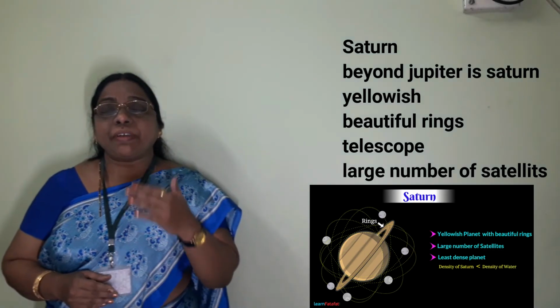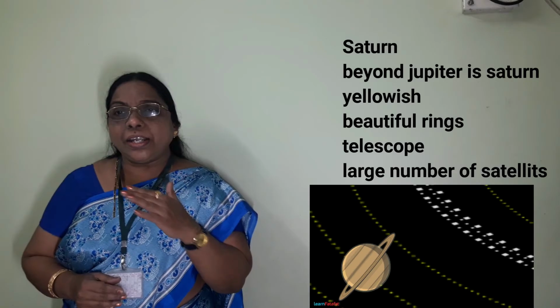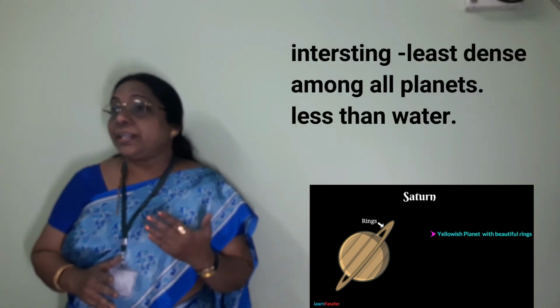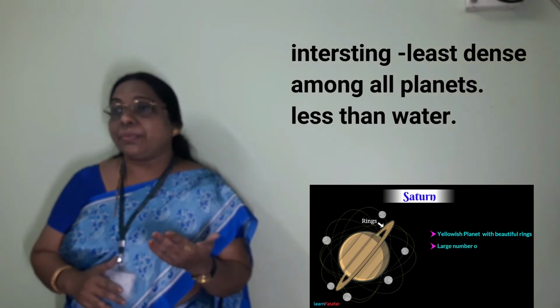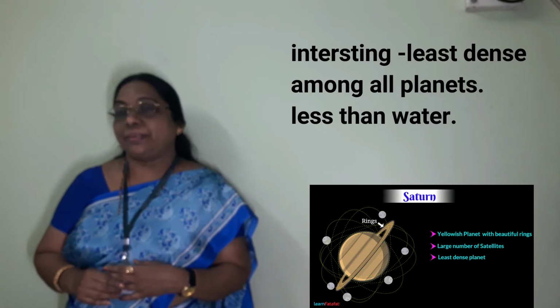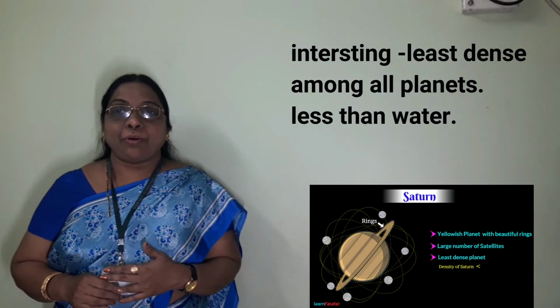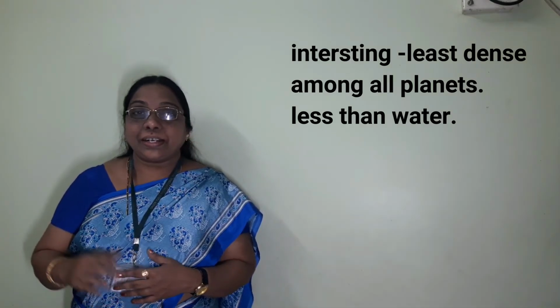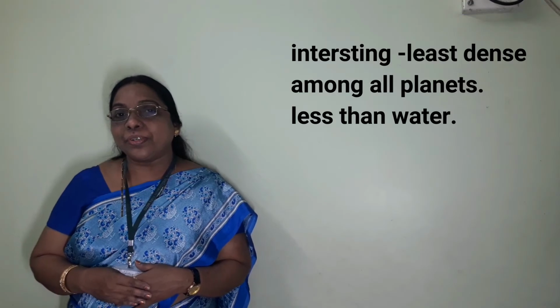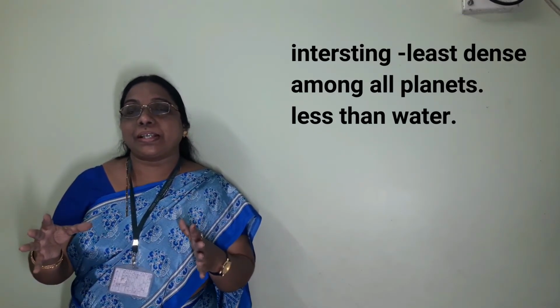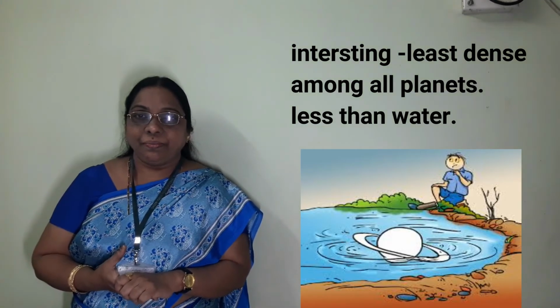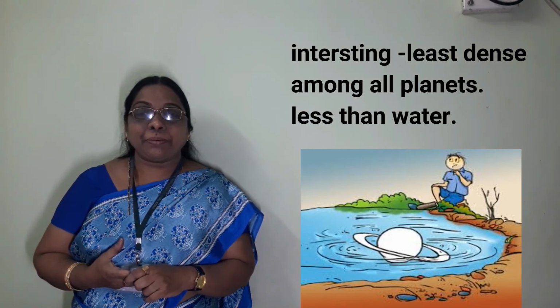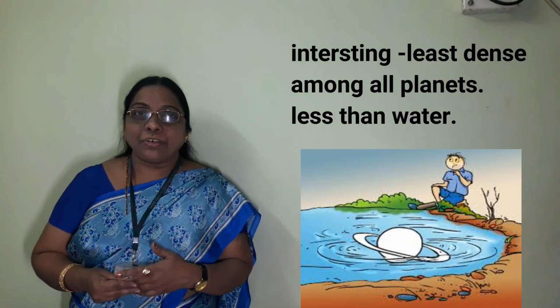Coming to Saturn, the very interesting point is that it is the least dense among all the planets. Just now we discussed Jupiter, whose mass is about 318 times that of the Earth, a giant planet. Whereas Saturn is the least dense among all the planets. The density of this planet is less than that of water. That is the reason for the character Buzo in this lesson. He got an idea: if you keep Saturn on the water, what will happen? He's thinking that it will float on the water.